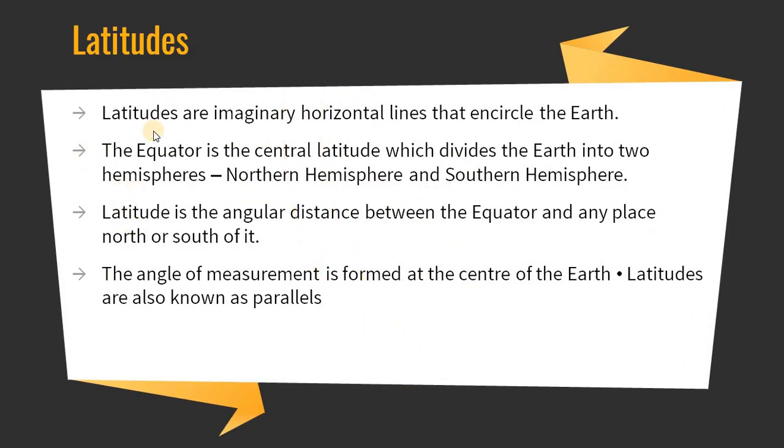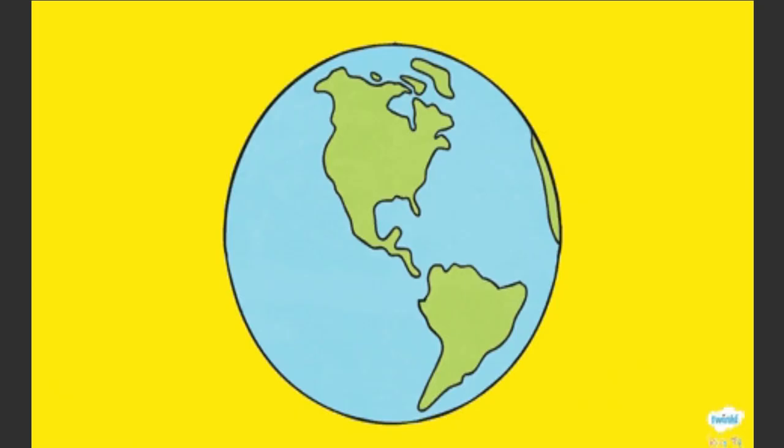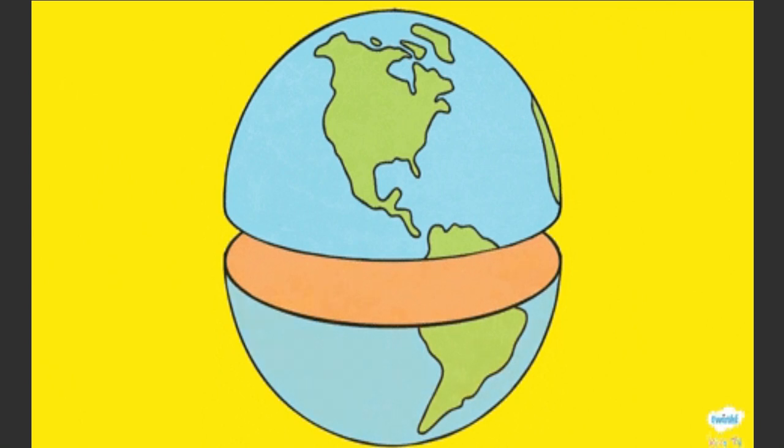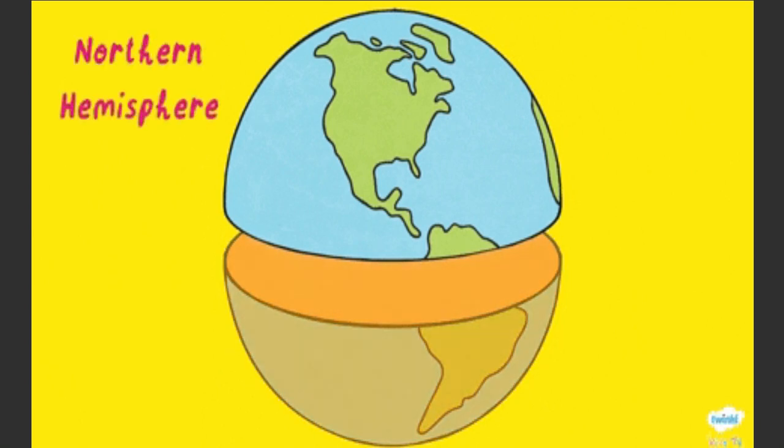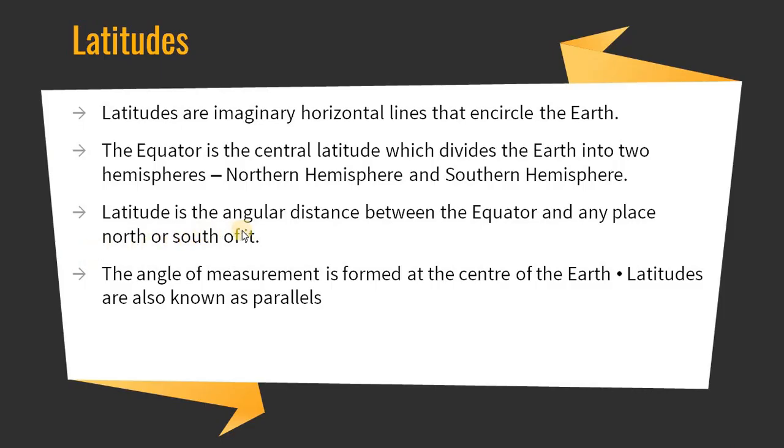Latitudes are imaginary horizontal lines that encircle the Earth. The equator is the central latitude which divides the Earth into two hemispheres, as we have learned already, northern hemisphere and southern hemisphere. Latitude is the angular distance between the equator and any place north or south of it. The angle of measurement is formed at the center of the Earth. Latitudes are known as parallels.